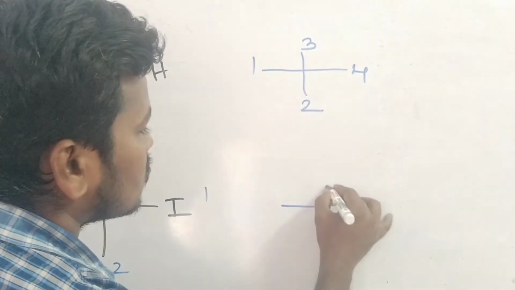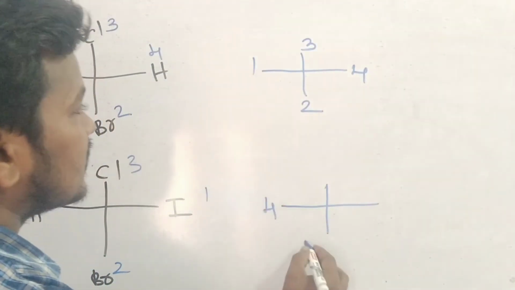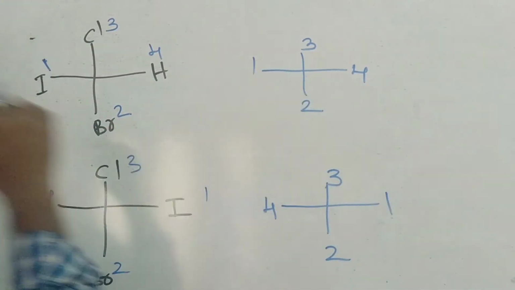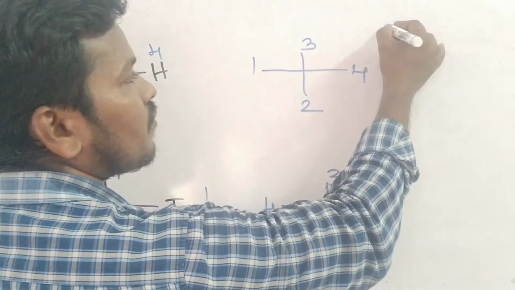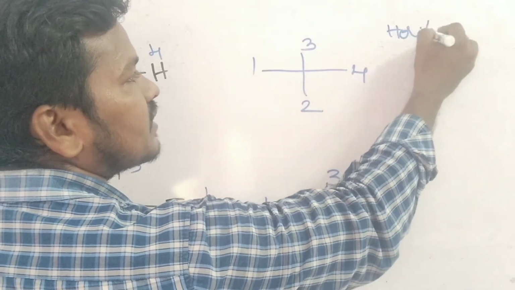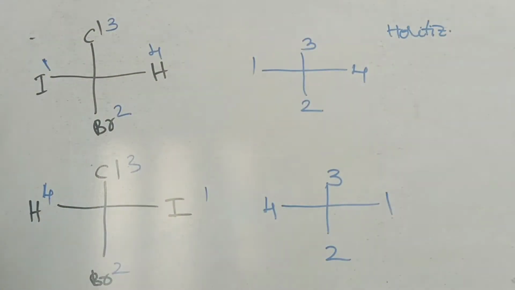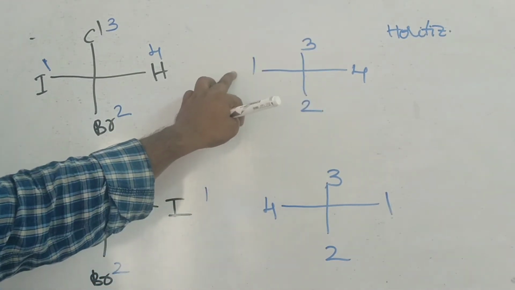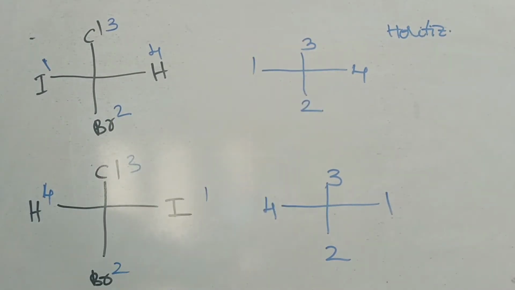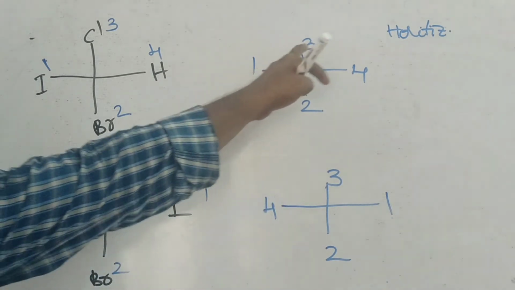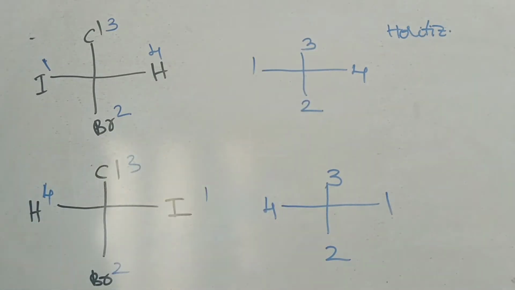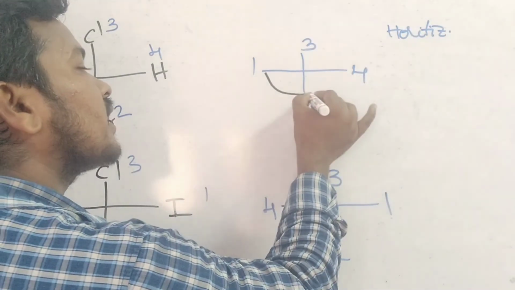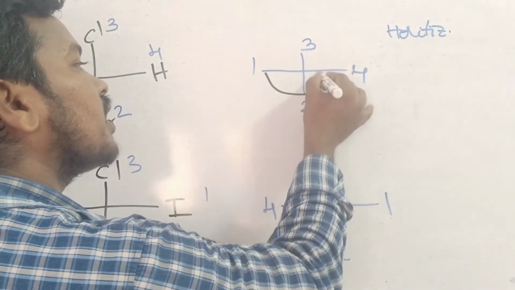So write like this. The least priority group is presented on the 4th position. When the 4th position is presented horizontally, draw a line between the remaining three groups. We have to draw a line, the remaining three lines, 1, 3, 2, 1, 2, 3. This means connect a line from 1 to 2 to 3 between the 1, 2, 3 priority groups.